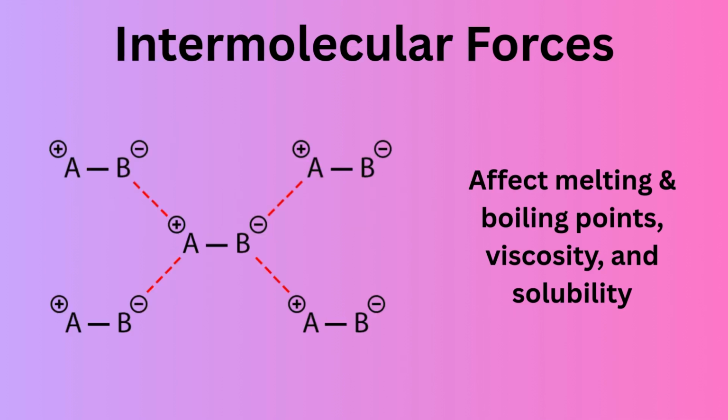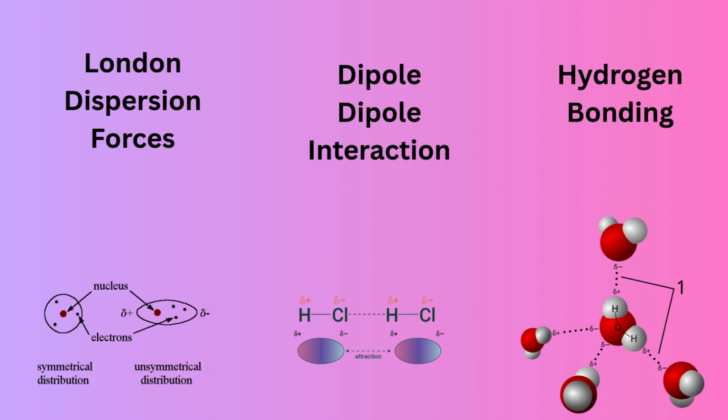So we've talked about how atoms connect to each other. But what about the forces between molecules? That's intermolecular forces, right? Yeah, intermolecular forces, or IMFs. These are weaker than the bonds that hold atoms together within a molecule, but they're still super important for a lot of properties like boiling point, melting point, viscosity, and solubility. And there are three main types, right? London dispersion forces, dipole interactions, and hydrogen bonding.